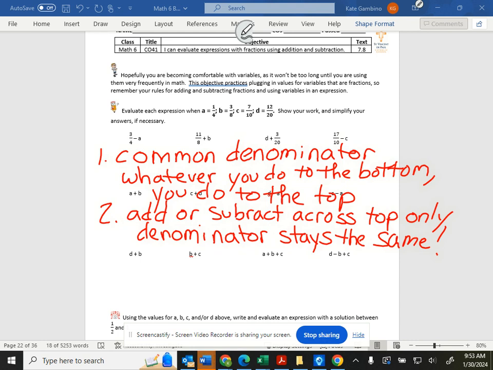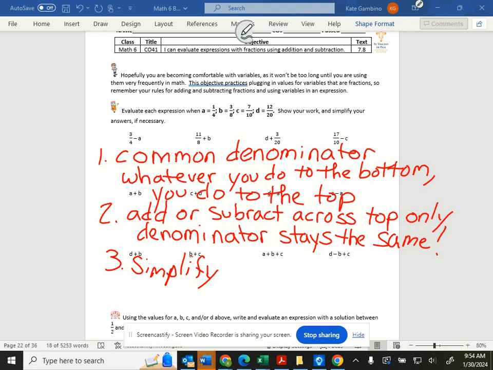Are we done? Why not, Ruby? Simplify, simplify, simplify. Always check, can I divide the top and the bottom by the same number? Can I simplify? Just simplifying once is not always enough. You might have to simplify more. Simplify, simplify, simplify.